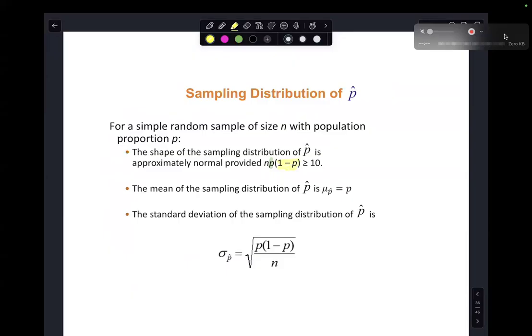This right here is our standard error, which is our new standard deviation. It's the square root of the probability of success times the probability of failure divided by the sample size. It's a little bit more complicated than the last one, but it does the same thing. I'm going to give you a second to write things down, and then we will move on and do math.